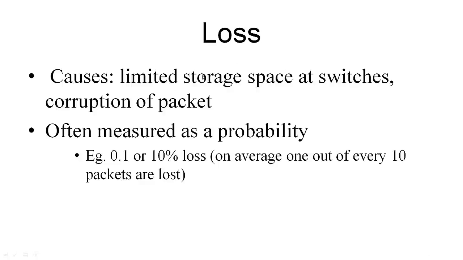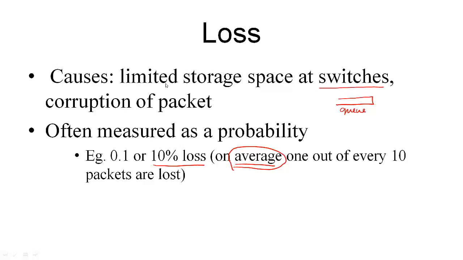So loss is another metric which is often measured as a probability. For example, if I say 10% loss, this means on average, and I wish to emphasize this average, 1 out of every 10 packets is lost. Now the causes for losses could be due to limited space at the switches. Remember, we were talking about queues at the switches. So if there is not enough room in the queue, the packet gets dropped. It could also get corrupted due to certain problems with the physical media, that is the links.